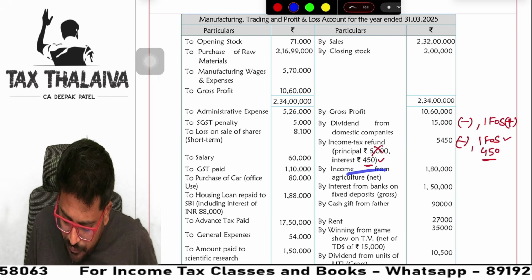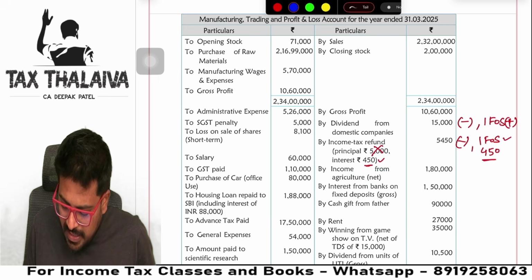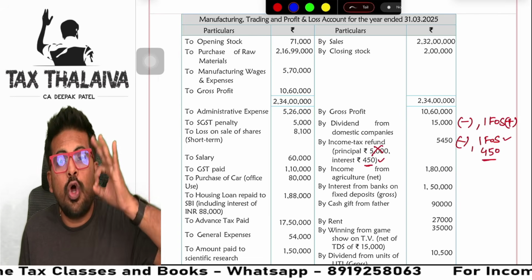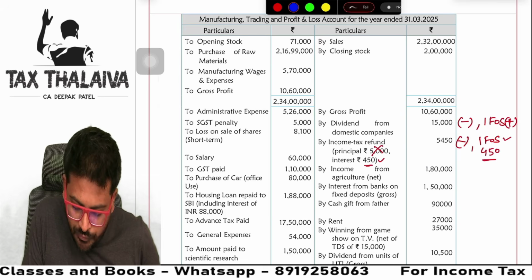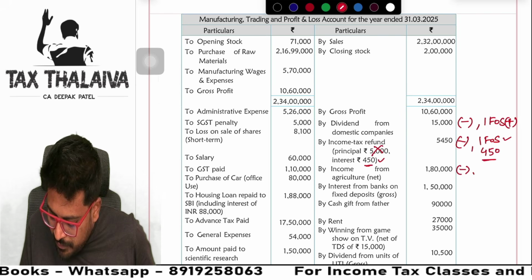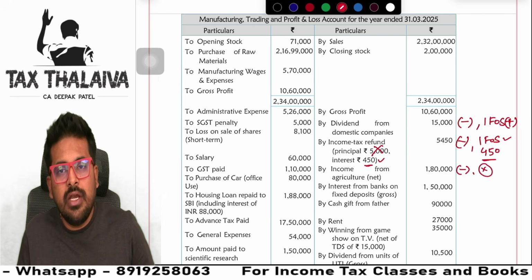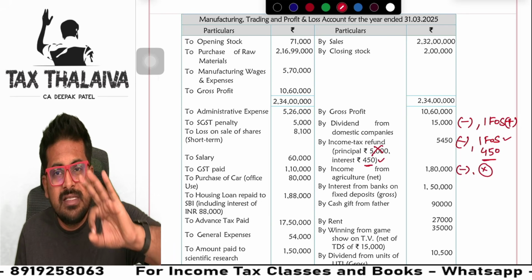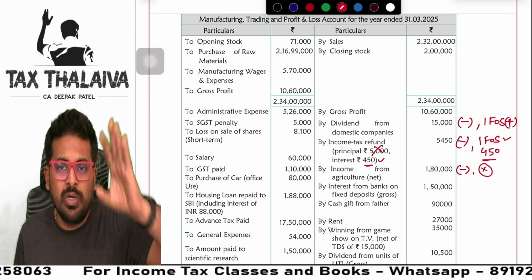Next, income from agriculture, net. Guys, income from agriculture, first of all, is exempt income and it should not form part of business income. So first what we will do, we will reduce it from here, then we will not do anything. Sir, why do we not do anything? Because agriculture income is exempt income. Exempt income does not form part of your total income.